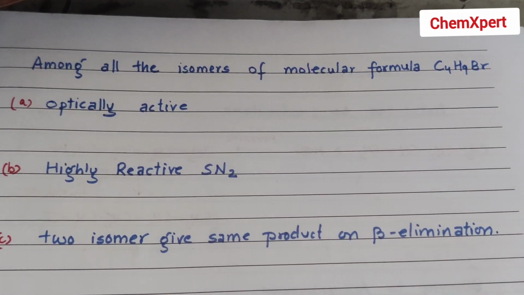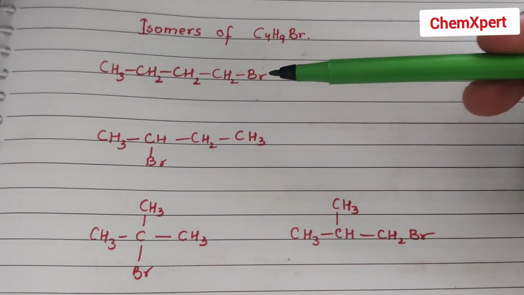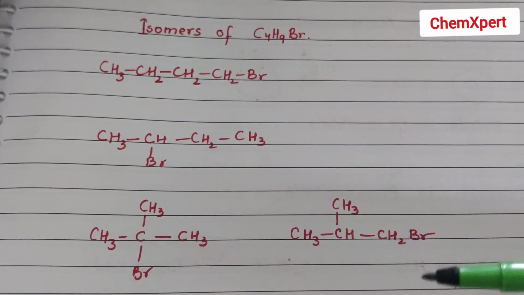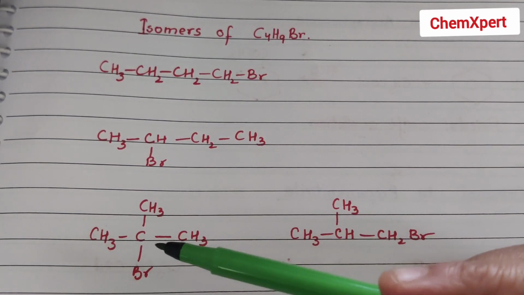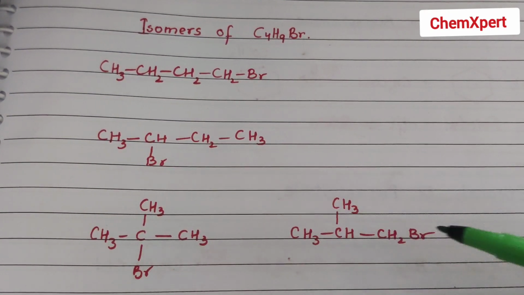Now the next question: among all the isomers of the molecular formula C4H9Br, which one is optically active, which one is highly reactive, and which two isomers give the same product on beta elimination. So let's draw all the isomers of C4H9Br. These are the isomers: 1-bromobutane, 2-bromobutane, 2-bromo-2-methylpropane, and 1-bromo-2-methylpropane.